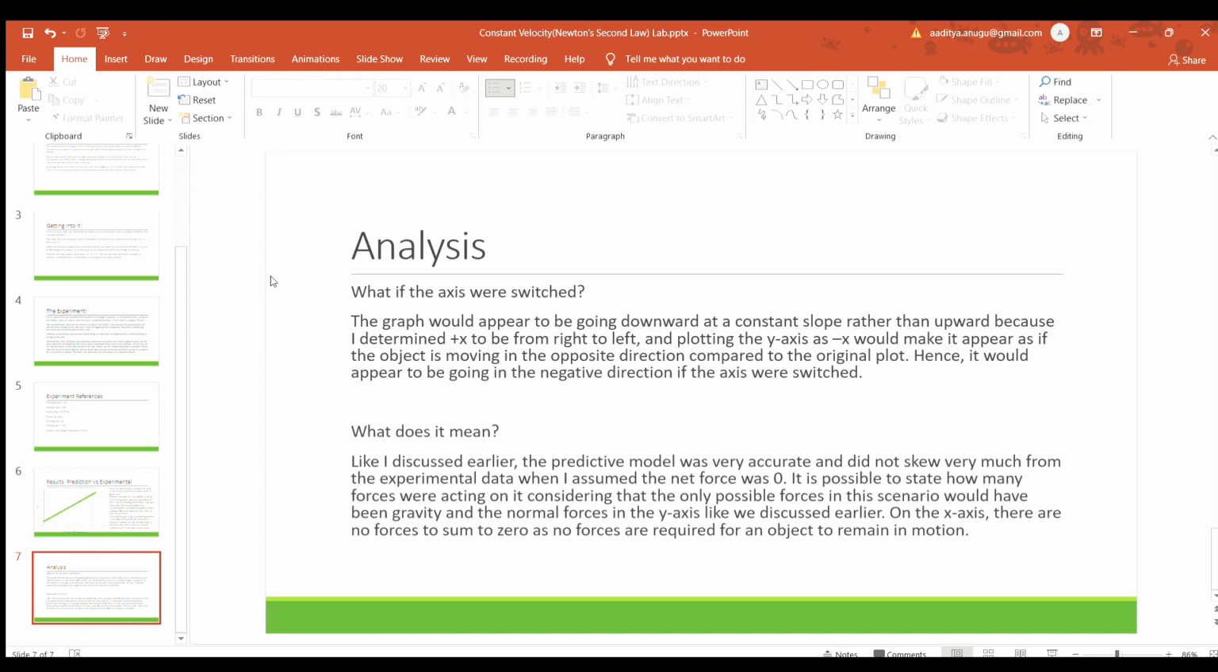What does the data mean? Like I discussed earlier, the predictive model is very accurate and does not skew much from the experimental data when I assumed the net force was 0 on the object. It is possible to state how many forces are acting on it, considering that the only possible forces in this scenario would have been gravity and the normal forces on the y-axis. However, on the x-axis there are no forces to sum up to 0, as no forces are required for an object to remain in motion.